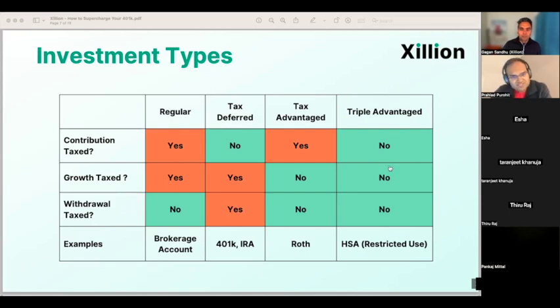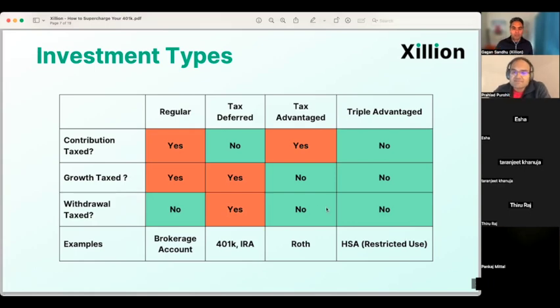Then there is tax advantaged. This is more like a Roth account, for example, whether it's backdoor, mega backdoor, or regular Roth. One way or another, you got it in the legal sense. The law allows it, even though it's a backdoor. Your contribution is always taxed. Growth is never taxed. Withdrawal is never taxed. You never pay tax on that money again.